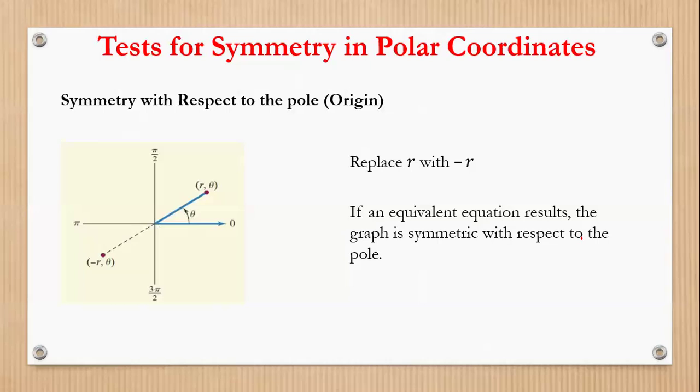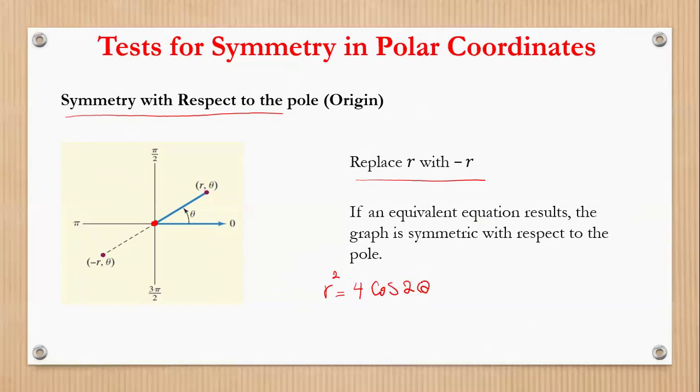And we also check if an equation is symmetric with respect to the pole. Pole means the origin, this point. How do we find that? This time we only replace r by negative r. For example, I have an equation r squared equals 4 cosine 2 theta. That's a polar equation.